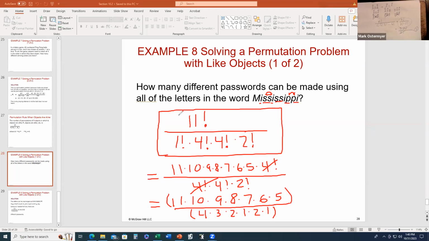You know what? You could just do this on your calculator, ladies and gentlemen, but I strongly recommend you enclose this inside parentheses. Very important to put your numerator and denominator inside parentheses. So just do it this way here: 11 factorial divided by, in parentheses, 1 factorial times 4 factorial times 4 factorial times 2 factorial. You'll have your answer. Let's see if we can do that on our machine.